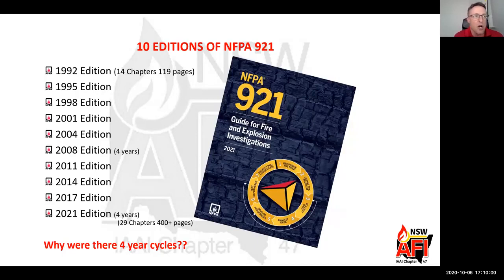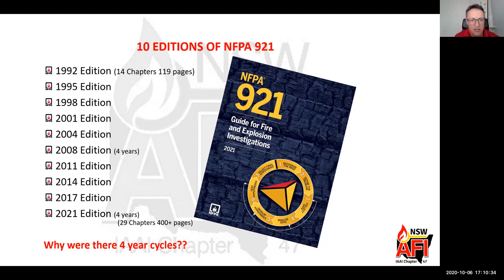So why was there a 4-year cycle? What I've been told is that in the first quarter of last year, there was a perceived imbalance in the committee. NFPA found this and decided to ask the entire committee to resign and reapply for their positions. They got rid of a few members, and that made it more of a balanced committee. That was the delay in why it wasn't published last year, and that's why you see the 4-year cycle.